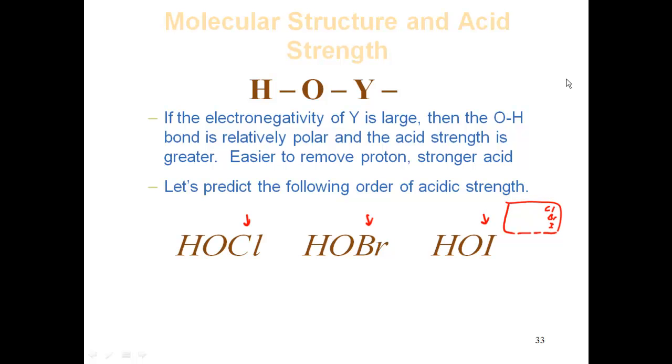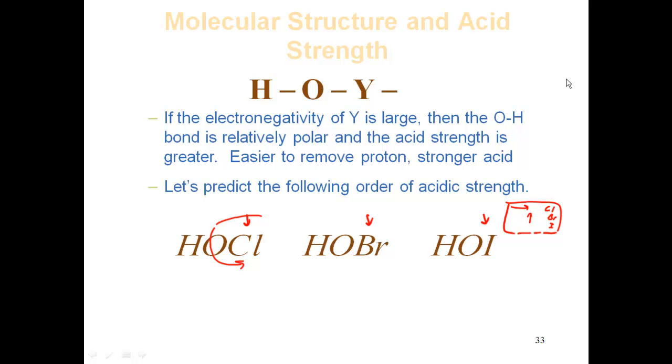Okay, so chlorine is the most electronegative. Remember the trend: over and up. Chlorine is the most electronegative, followed by bromine, followed by iodine. Since chlorine is the most electronegative, it's going to pull more on that oxygen, weakening that bond, which is going to allow more hydrogens to be removed. Therefore, it's going to be more acidic.